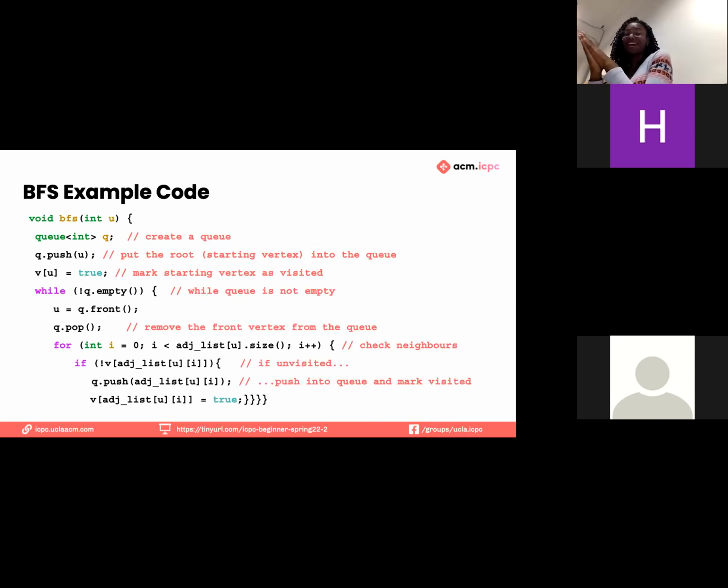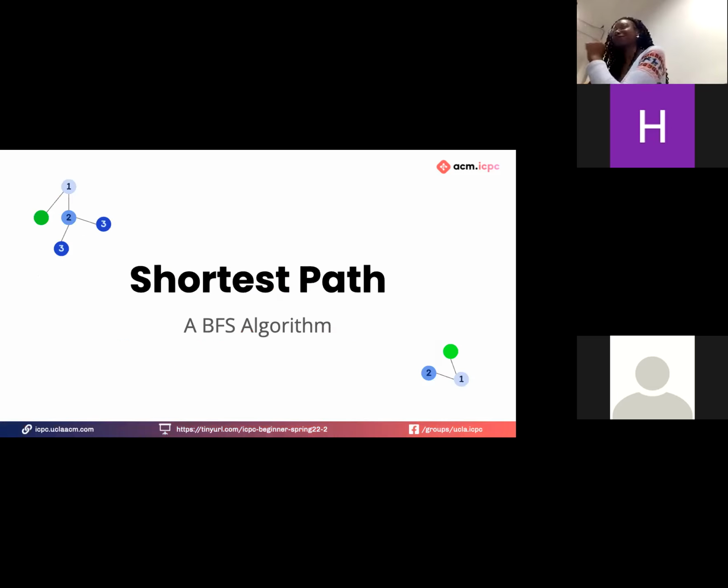And here is some additional example code for that. Every line's commented, so hopefully it's very clear what's going on, and you can actually use this to implement BFS in your own problems. Does anyone have any questions about this? Cool, cool. Fantastic. And also, it'll probably become more clear, or at least more useful, when you get to actually implement it, which we'll be able to do very soon.